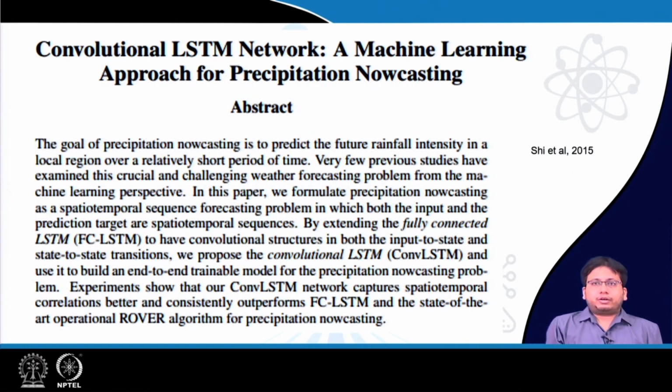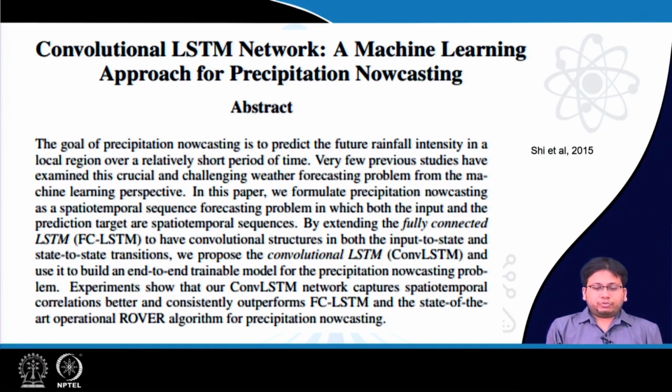The first model which we are going to consider for this purpose is conv LSTM, which we have mentioned a couple of times in our previous lectures also. The goal of precipitation nowcasting is to predict the future rainfall intensity in a local region over a relatively short period of time. A few previous studies have examined this crucial and challenging weather forecasting problem from the machine learning perspective.